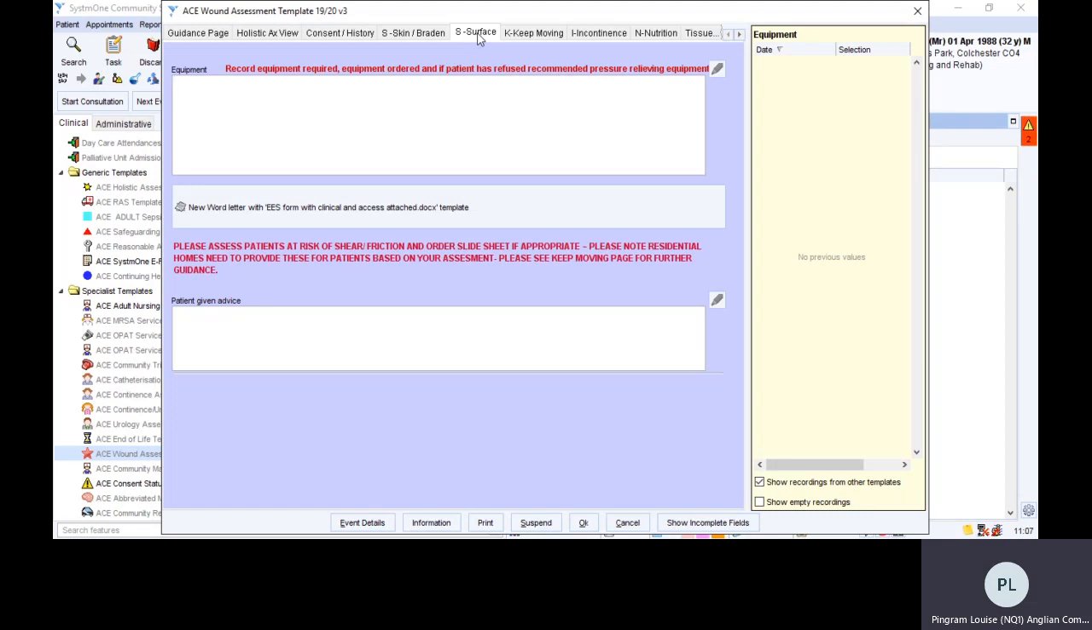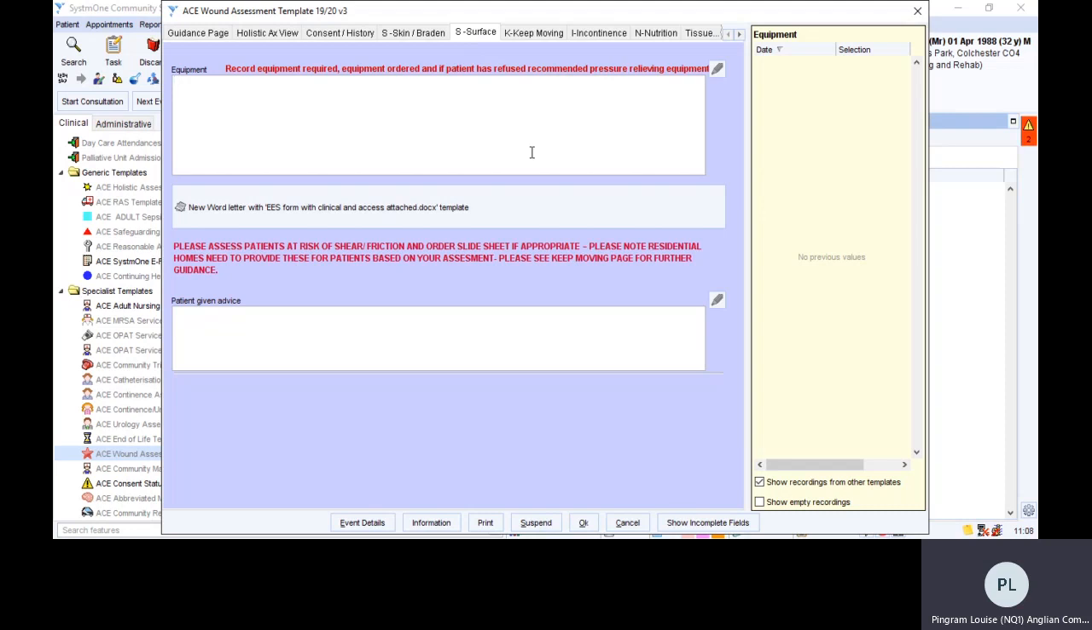Have you acknowledged that actually this patient does need an upgrade in equipment? So you've discussed that and you're going to order it today. And the ordering form is attached just below here, so you've got a link to be able to order that. Just make sure in that box that you're also documenting whether the patient has refused any equipment.